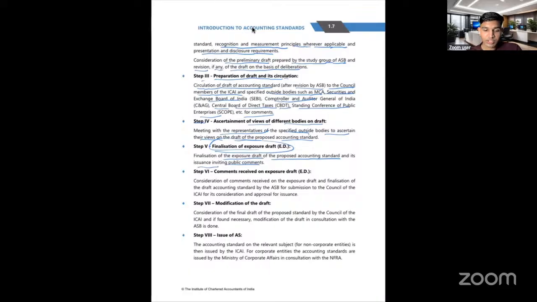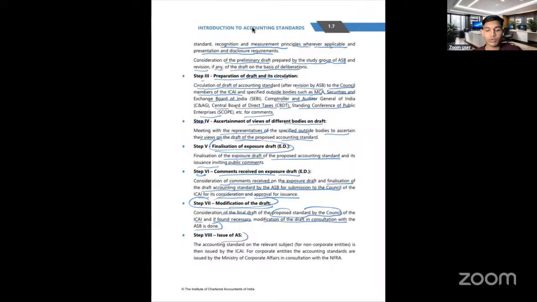And then step 6 is the comments received on the exposure draft. Consideration of comments received on the exposure draft and finalization of the draft accounting standard by the ASB for submission to the Council of the ICAI for its consideration and approval for issuance. Then step 7 is the modification of draft. Consideration of the final draft of the proposed standard by the Council of the ICAI. If found necessary, modification of the draft is done in consultation with the ASB.